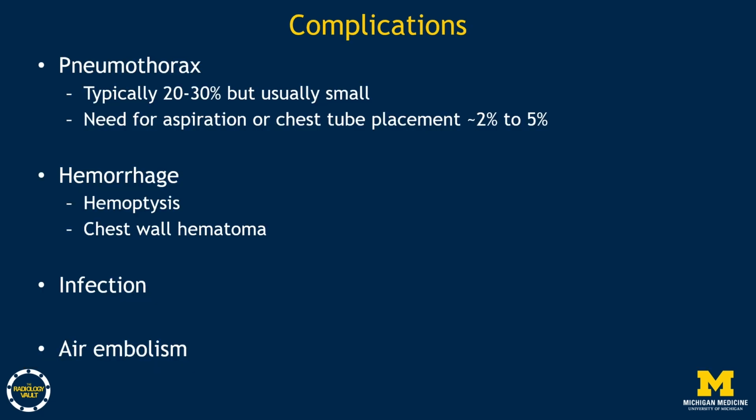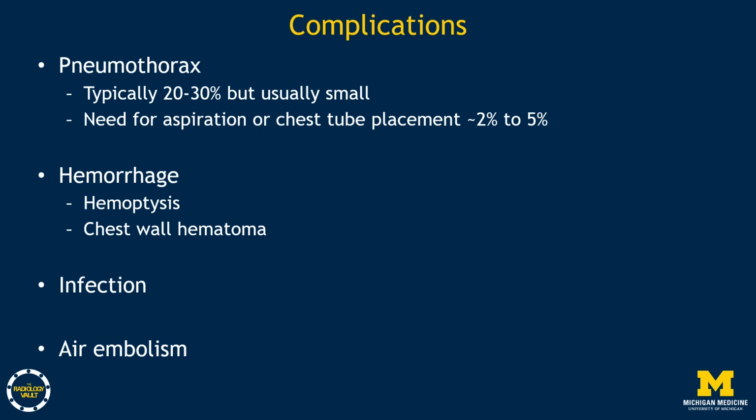As mentioned earlier, there are several complications to monitor for closely. Pneumothorax is relatively common, though the majority are small and asymptomatic and do not need further follow-up once determined to be stable or improving. Large pneumothoraces are relatively rare but can be treated via aspiration or small bore chest tube placement.